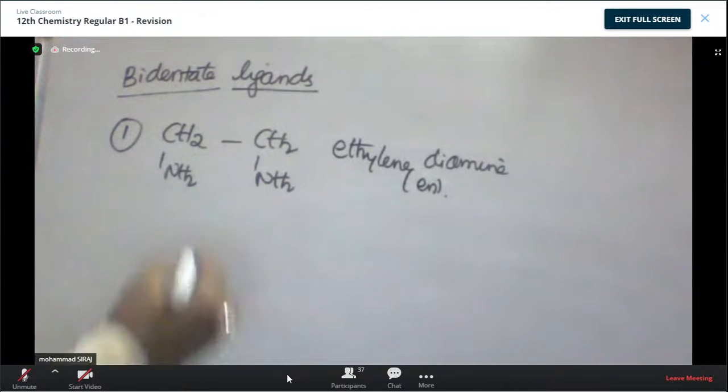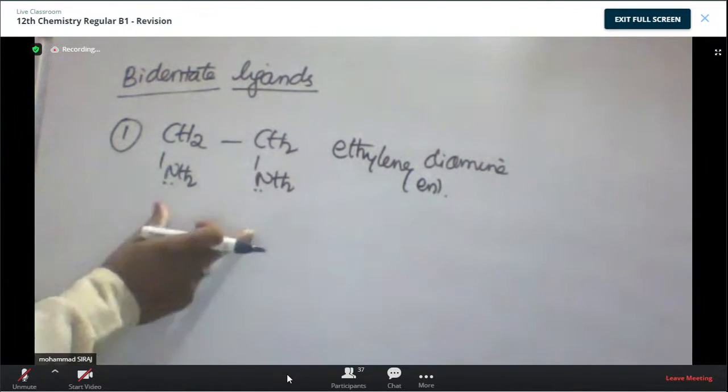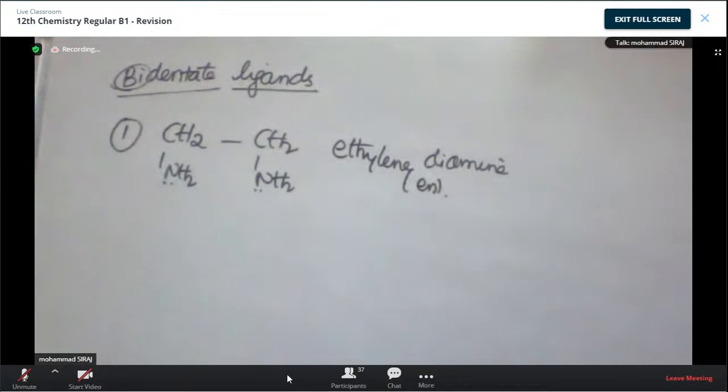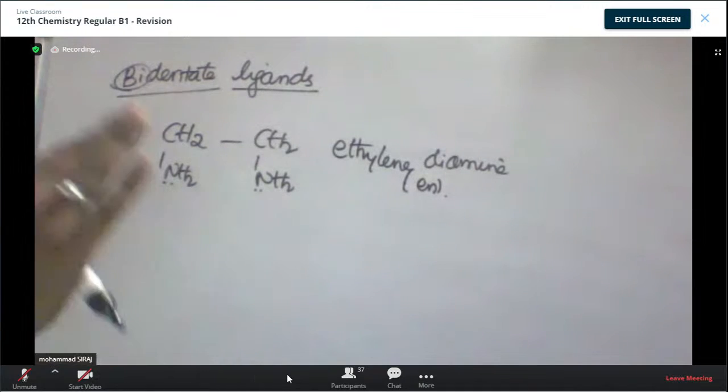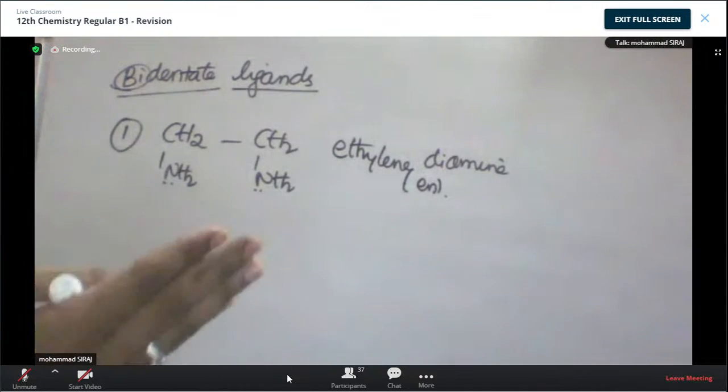The donor atoms are here one nitrogen, here one nitrogen. If two donor atoms are present, it is called a bidentate ligand. If three donor atoms are present, tridentate. Four donor atoms means tetradentate. Five donor atoms, pentadentate. Six donor atoms, hexadentate.